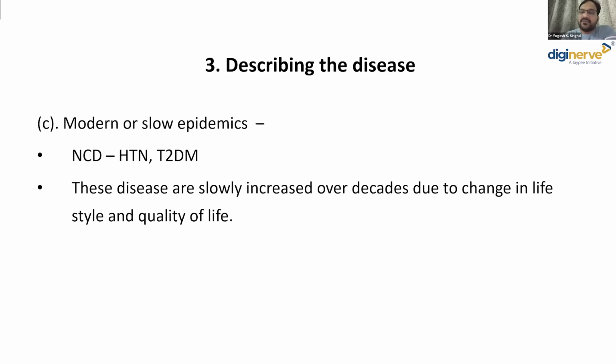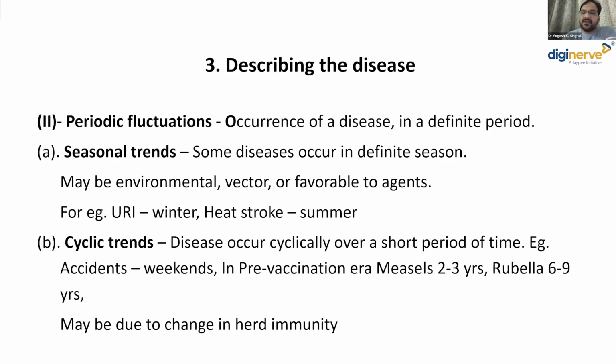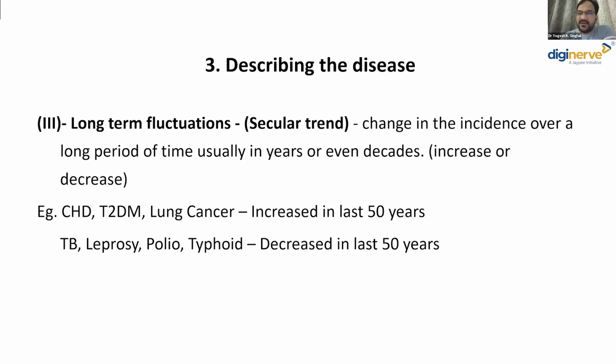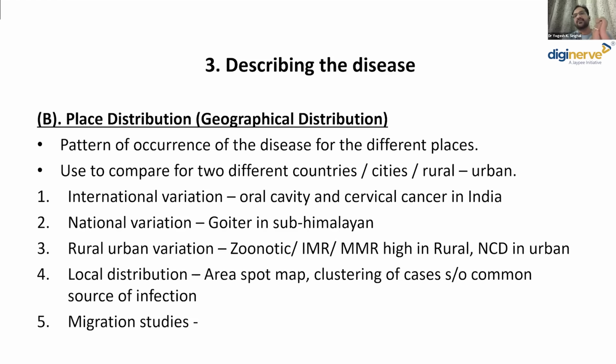Why? There we are talking about the increase in the cases only. There we are talking about epidemic only. Here we are talking about both things, increase and decrease. Here we are saying that the cases of NCD increased in the last 50 years, and cases of communicable disease decreased in the last 50 years. Like polio is eradicated, the cases of typhoid are in control, cases of leprosy are in control, TB is in control. So this we can say is long-term trend or secular trend. Now, this was total about the time distribution.